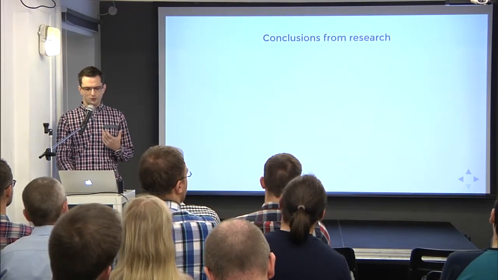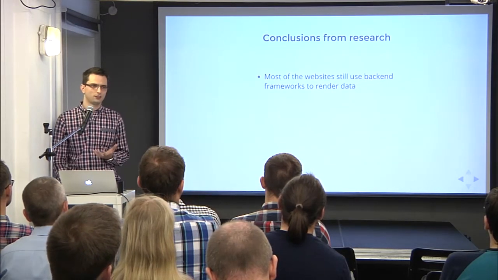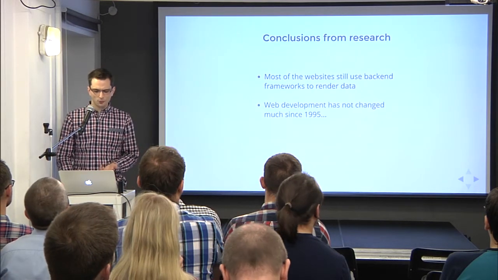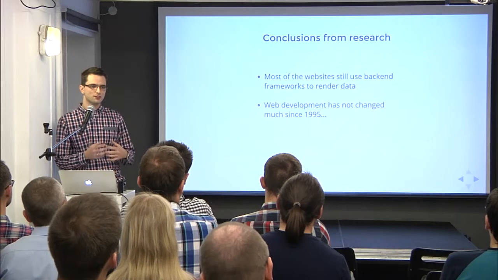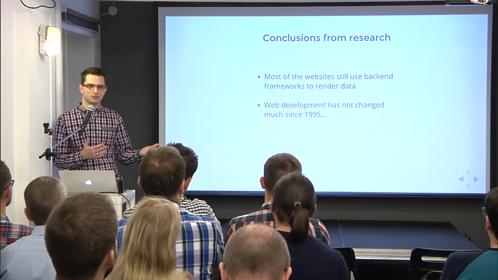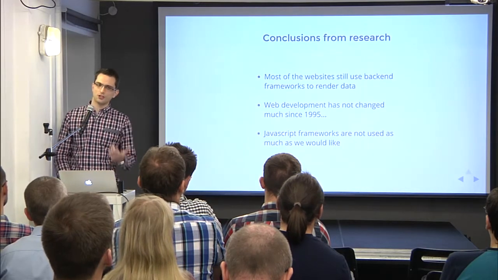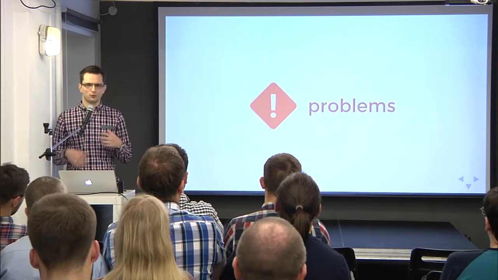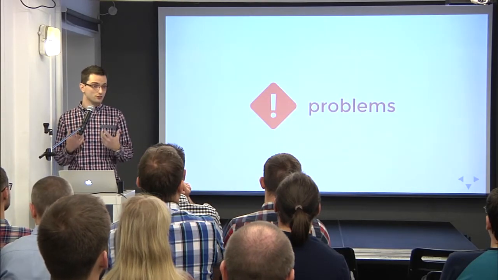So the conclusion from this research is that most websites still use backend frameworks to render data. Because we know that SPA is for client-side rendering, yes? And web development has not changed much since 1995. Of course, I'm not talking about the presentation, because that has changed a lot. But the architecture of pushing the data to web browsers hasn't changed much. And sadly, JavaScript frameworks are not used as much as we would like. So this gives me the point of view that there has to be some problem with JavaScript frameworks. And we have to find it, and of course solve it.